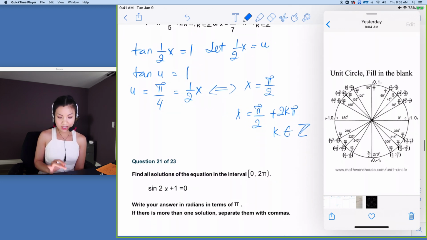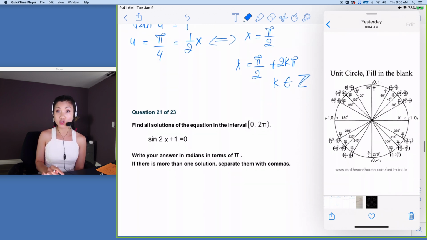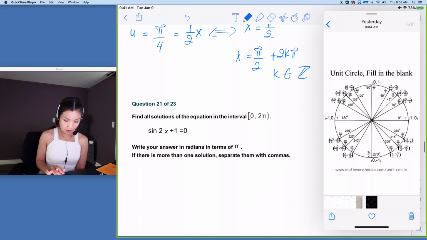21, same thing. So earlier you have 1/2 x. For 21, we have 2x. So make sure you take care of that 2x. Don't just simply put it there. So sine of 2x equals -1.